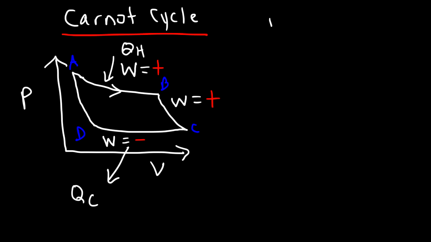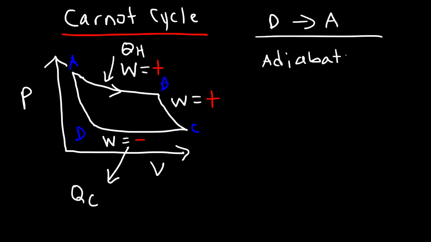Now let's focus on the last part, going from D to A. So what we have here is an adiabatic compression. And so the work done for that part is negative as well.